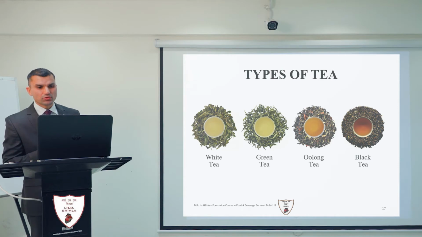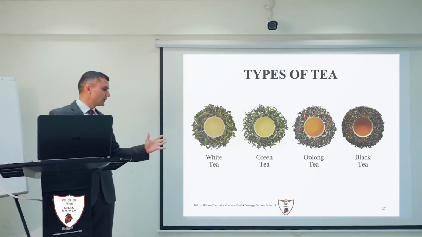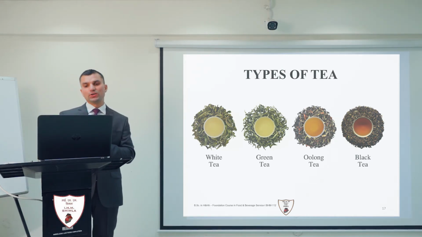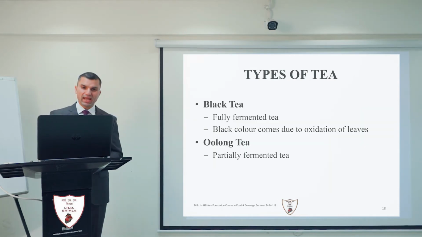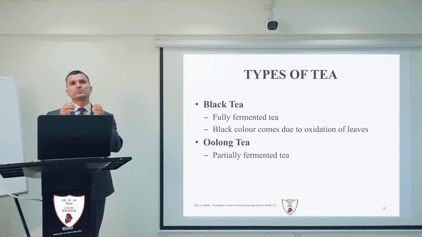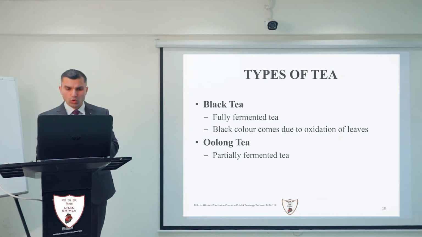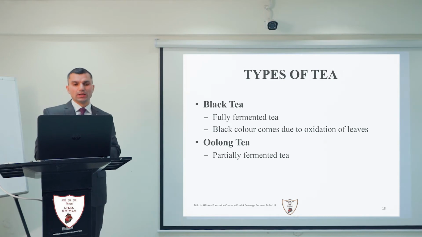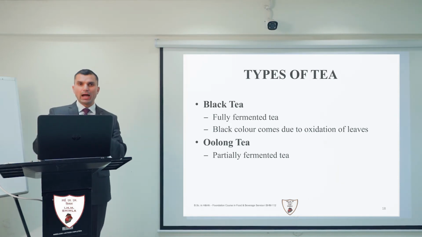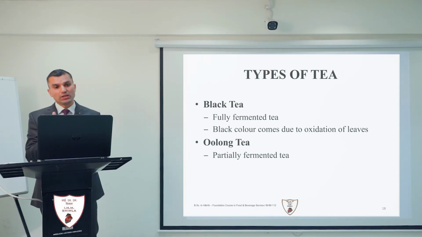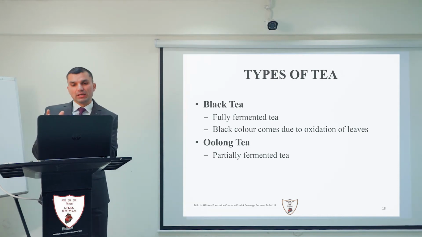Moving ahead with the types of tea. When we talk about the types of tea, we will come across different types of tea like white tea, green tea, oolong tea, and black tea. The first is black tea. Now, there is a slight difference between all these types of tea when it comes to black, oolong, and white tea. In black tea, this tea is fully fermented, meaning the oxidation happens completely, and because of the oxidation, as we studied in the manufacturing process, the black color comes in the leaves.